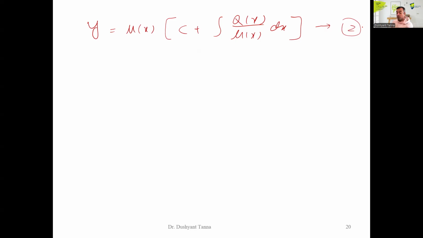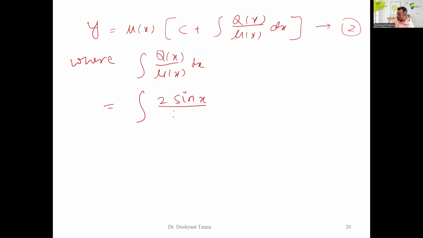Again, my preference is following what we did earlier, splitting out this q over mu section and dealing with it separately. So I would say where, integration of qx over mu x dx. What was our Q? Q was 2 sine x. Mu we just got as cos x, dx. Okay, I don't need 2 here, so I'll keep it as it is.